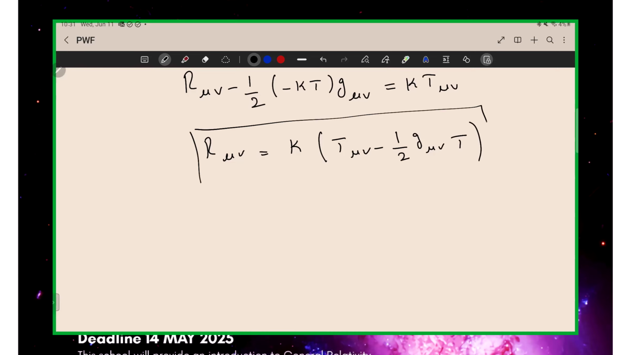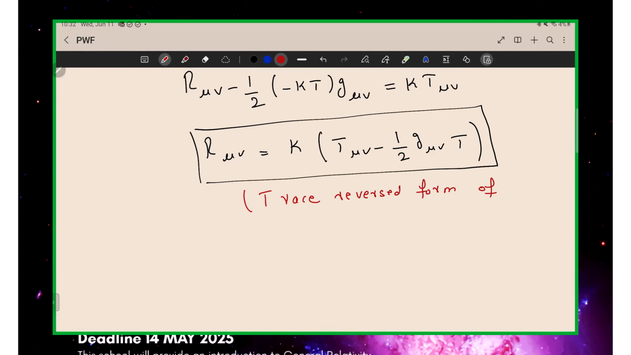This equation is less horrible as compared to the equation that I wrote before, because this doesn't have the Ricci scalar. You still have the Ricci tensor. I mean, you cannot get rid of that at least, but you at least got rid of the Ricci scalar, right? And this equation is sometimes referred to as the trace reversed form of Einstein's field equations. When physicists solve Einstein's field equations, they use this form because this is easier to solve as compared to the original form of the Einstein field equations.